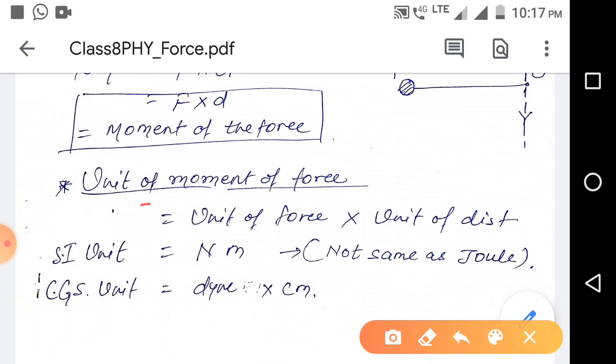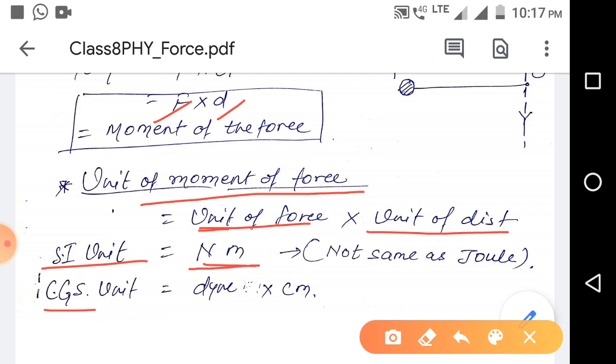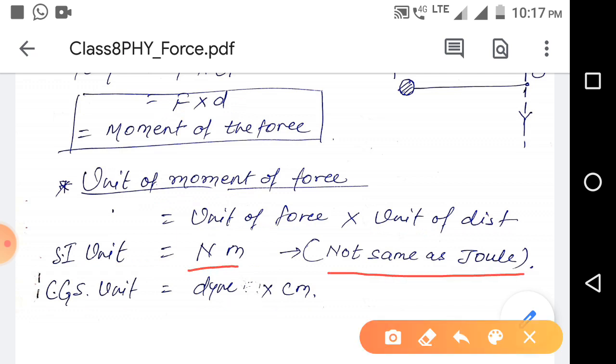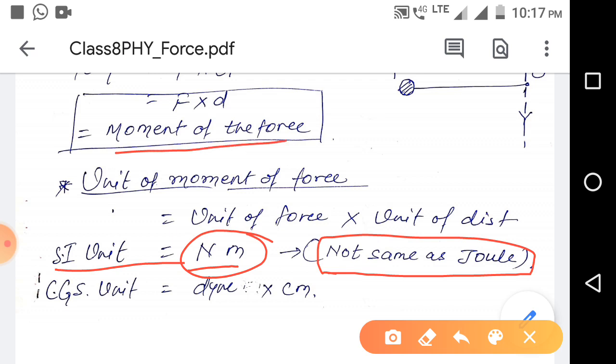So the unit of moment of force is unit of force into unit of distance, this is called Newton meter. So in SI it is called Newton meter, and in CGS it is dyne into centimeter. But remember one thing, this Newton meter is not taken as joule. Joule is the SI unit of work done, but work done is a scalar quantity, while the moment of force has direction. Based on direction, we have two types of moment of force, one is anti-clockwise and the other is clockwise moment of force. So that's why Newton meter is the unit of moment of force, which is actually a vector quantity.